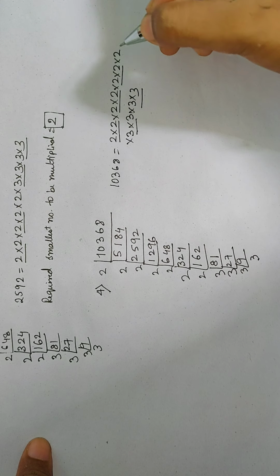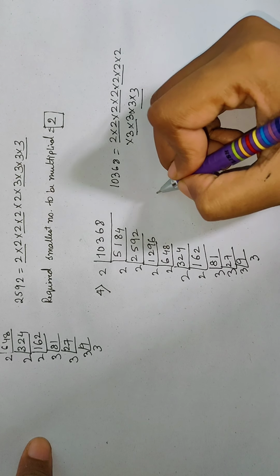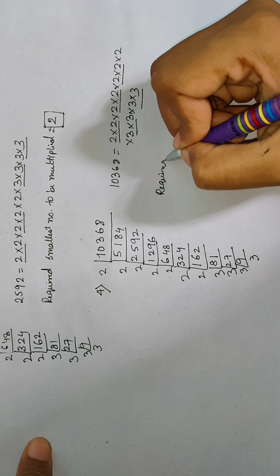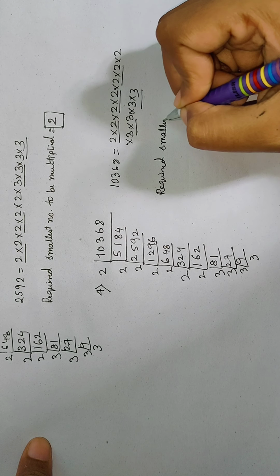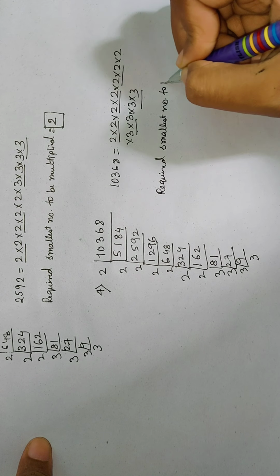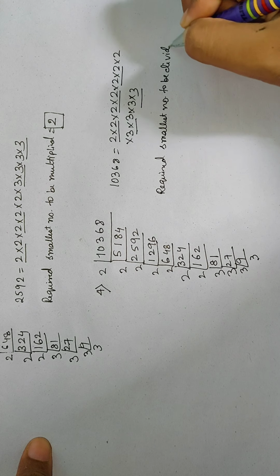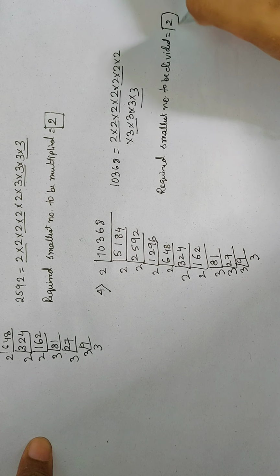After making a pair, only 2 is left. So the required smallest number to be divided will be 2. This is your first answer.